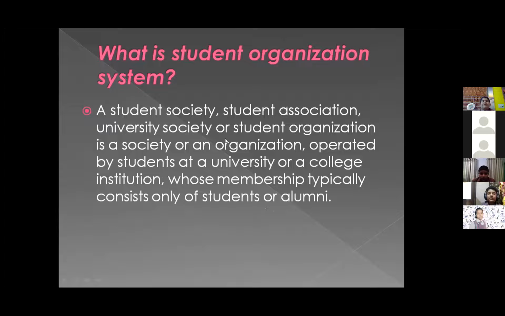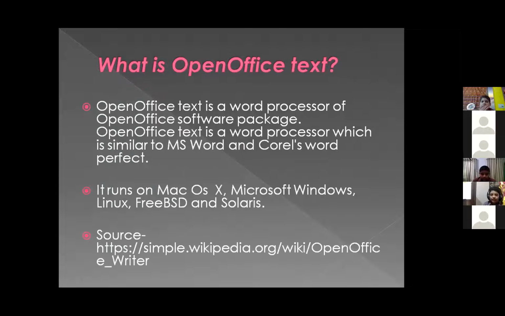What is student organization system? A student society, student association, university society, or student organization is a society or an organization operated by students at a university or a college institution whose membership typically consists of students or alumni. What is OpenOffice Text? OpenOffice Text is a word processor of the OpenOffice software package. It is similar to MS Word and Corel's WordPerfect. It runs on Mac OS X, Microsoft Windows, Linux, FreeBSD, and Solaris.